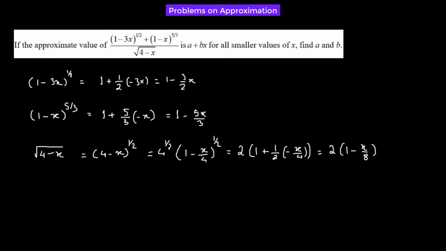Now let's go ahead and plug in these values into our given expression. So we'll have 1 minus 3 over 2 times x added to 1 minus 5x over 3, divided by 2 times 1 minus x over 8. This will be equal to 1 plus 1 is 2. And then we add 3 over 2 to 5 over 2. So that will give us 8 over 2, which is simply 4x.